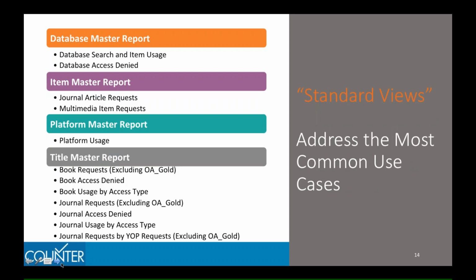So again, detailed reporting functionality is great, but sometimes users need to access certain reports quickly. Master reports can be challenging where data can be very large to process. In order to ease use, each of the master reports is accompanied by one or more preset standard view reports. These summarize all of the item types and activities such as full text usage or access denied. Here you can see the database master report and item master report are each accompanied by two reporting types, the platform master report has one accompanied report, and the title master report has seven accompanied reports.